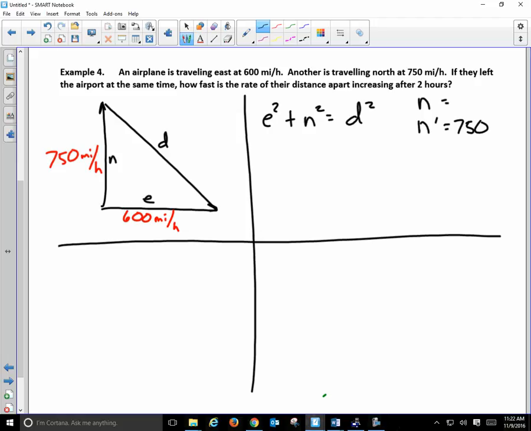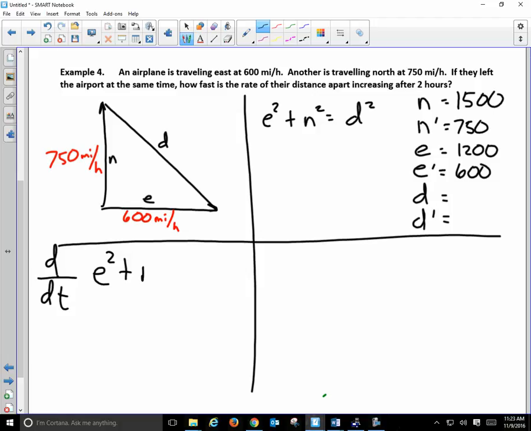So if they've been traveling for 2 hours, how far north has it gone? 1,500 miles. Is anybody curious how we came up with 1,500? 2 hours at a rate of 750 would travel then 1,500 miles. Is that better? Okay, so then east and east prime. What is east prime? 600, so east would then be 1,200. So now I have distance and distance prime. Which one am I looking for? Distance prime. So let's take the derivative with respect to time of E squared plus N squared equals D squared.